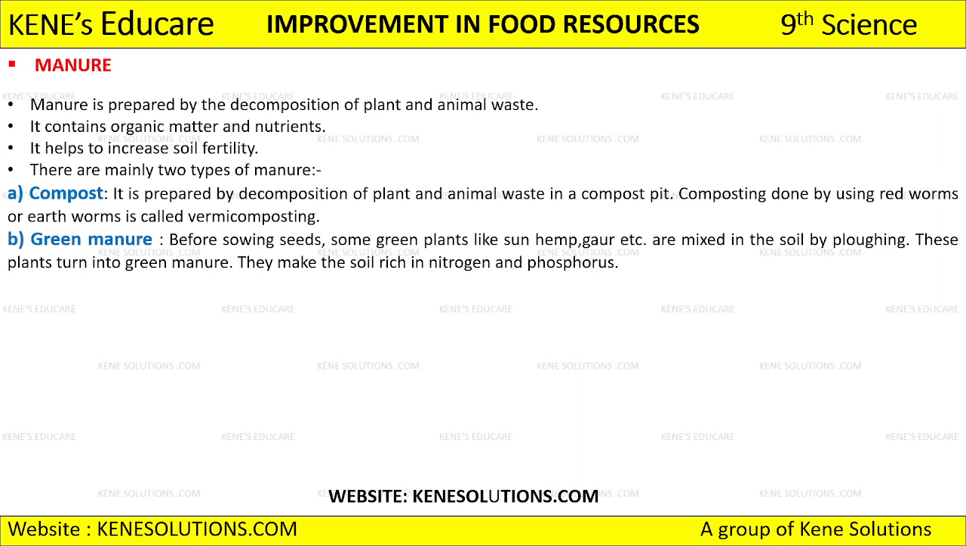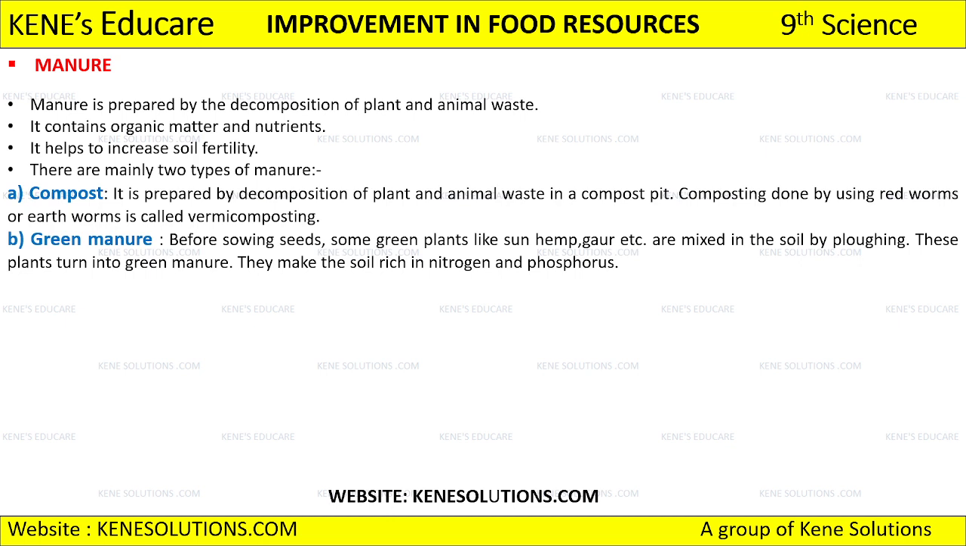Organic means it doesn't have any kind of chemical in them. They are organic and they have nutrients in them. Okay, so it helps to increase the fertility of the soil, and we have two types of manure. One is compost and the other one is green manure.